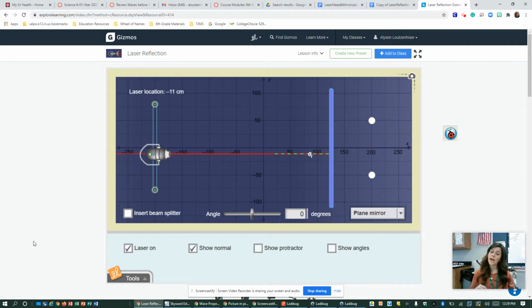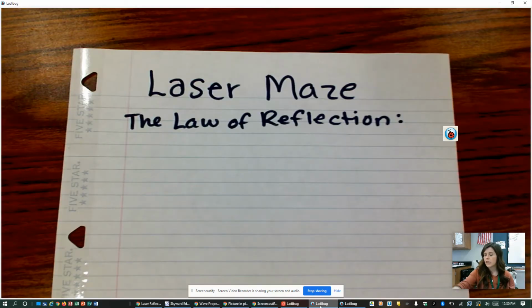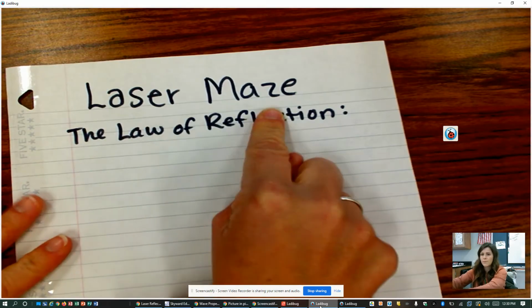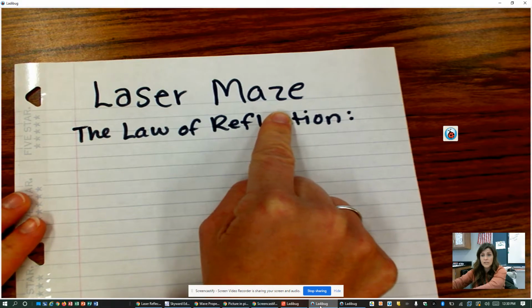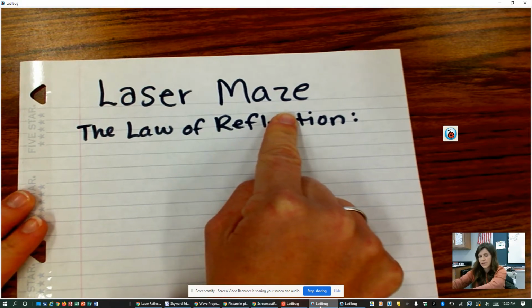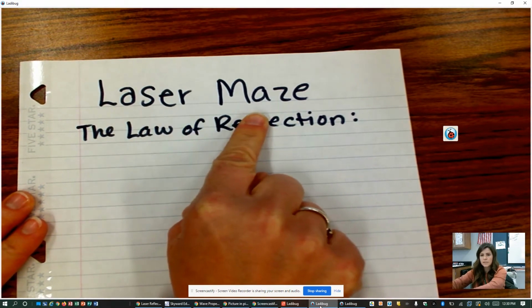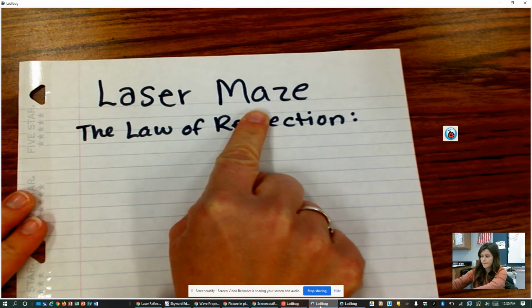So the first thing that we have to do is set up our notebook so that we can prepare our notes, and then we can start our planning phase when we get back to school tomorrow. To start us off, let's go ahead and title in our notebook, Laser Maze. And go ahead and make sure you pause the video and add this to your table of contents. Okay, so Laser Maze is what we're taking notes over.